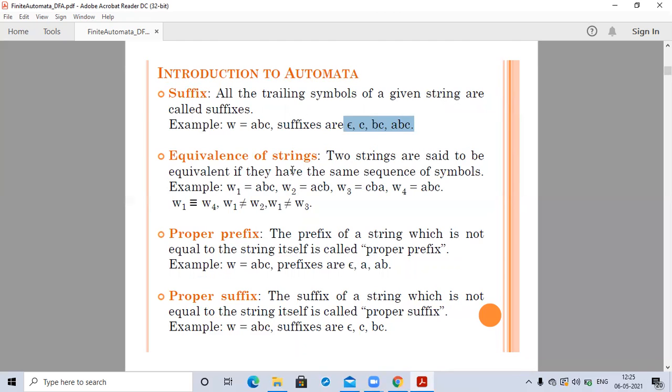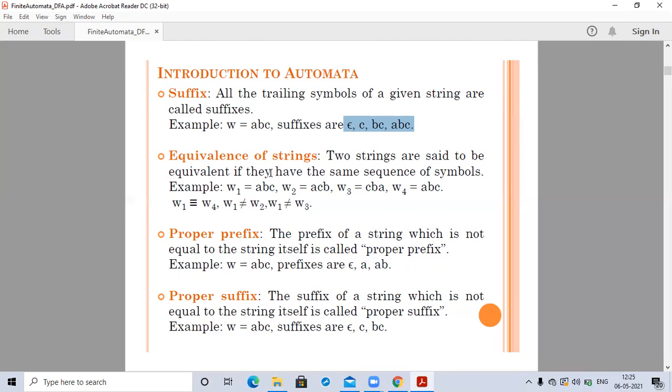Okay, and coming to the equivalence of strings. In most cases in automata theory, we need to find the equivalence of strings too. So here, the definition for the equivalence of strings is, if you are considering two strings.